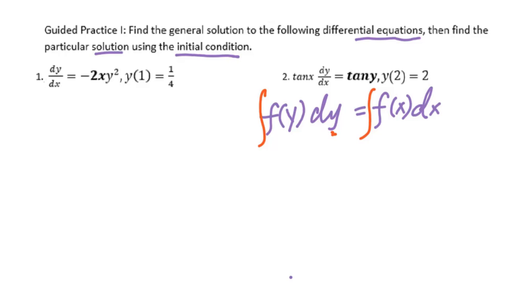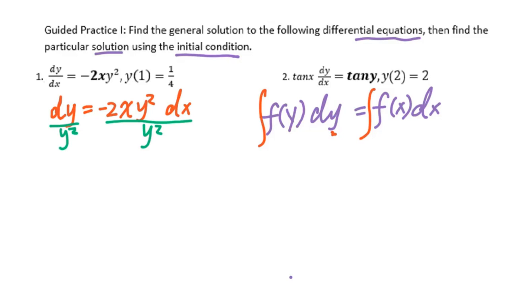So first of all, we need to get dy equals negative 2xy squared dx. Then divide both sides by y squared. So you get 1 over y squared dy equals negative 2x dx.